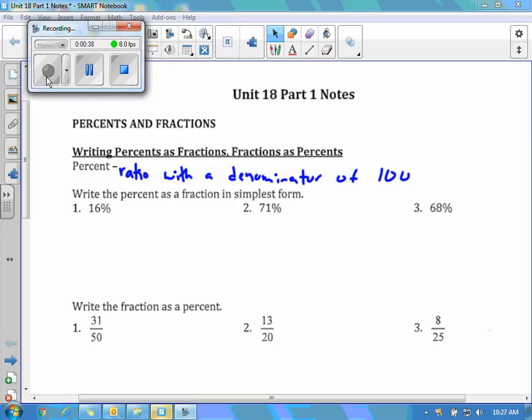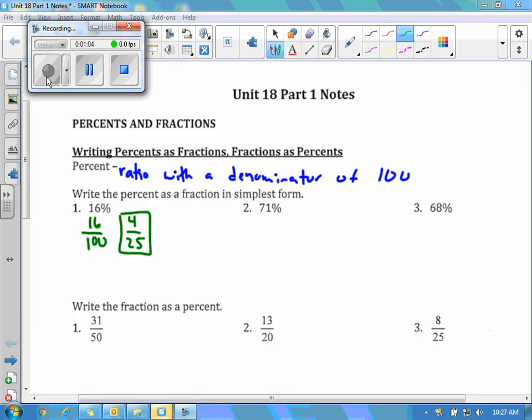So the first thing to do is write a percent as a fraction in simplest form. So our first one is 16%. We said that a percent is a ratio with 100 as the denominator. So to write 16% as a fraction, we're just going to write it 16 over 100. Then we're going to put that in simplest form, which would be 4 over 25. We divide both of those by 4.